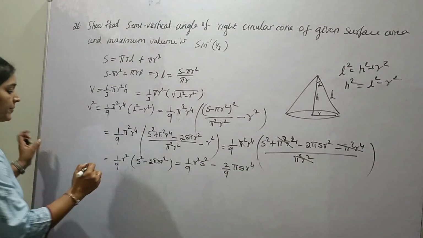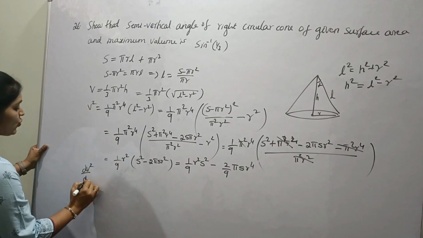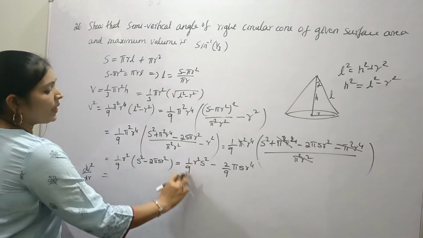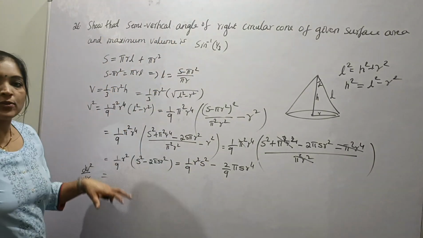Now let's differentiate it. The first derivative of V square with respect to r is equal to, here 1 by 9 S square is constant, as it is given that the surface area is constant.